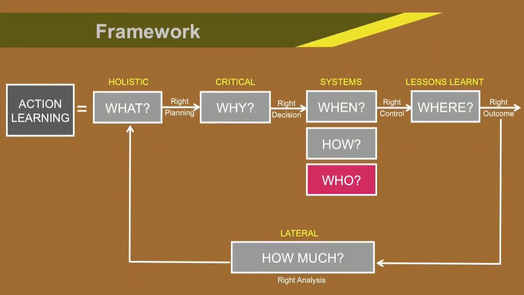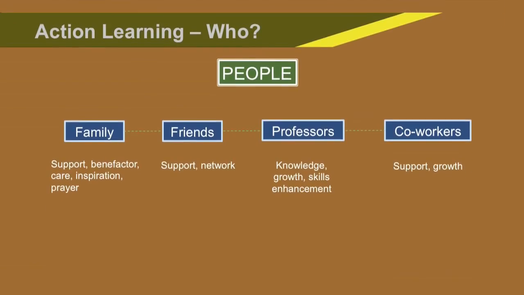The next one is who. In this section, it means the people who are supporting my career plan. These people are my family who provide the support, benefactors, care, inspiration, and prayer. The second one is my friends who provide the support and network. The third one is my professor, who provides the knowledge, growth, and skill enhancement. And the last one is my coworkers in the future, who provide the support and growth.